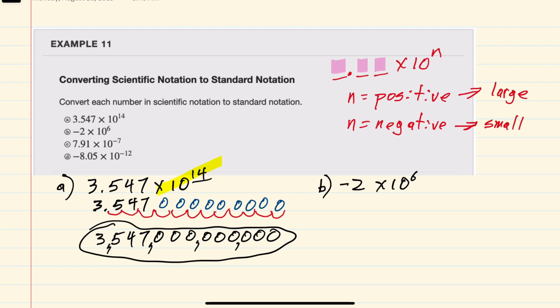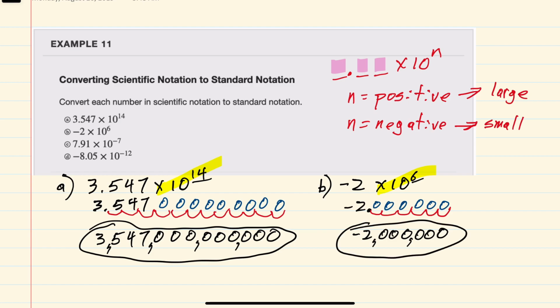For B, we have negative 2 times 10 to the 6. Again, we're writing it without this portion. Starting with the negative 2, the decimal, since it's not written, would be behind the 2. And since this 6 is positive, this is a large number, we need to move the decimal 6 times, and to make it large, or larger, I would want to move the decimal to the right 6 places, filling in zeros as needed. We have a negative 2 with 6 zeros in standard notation.